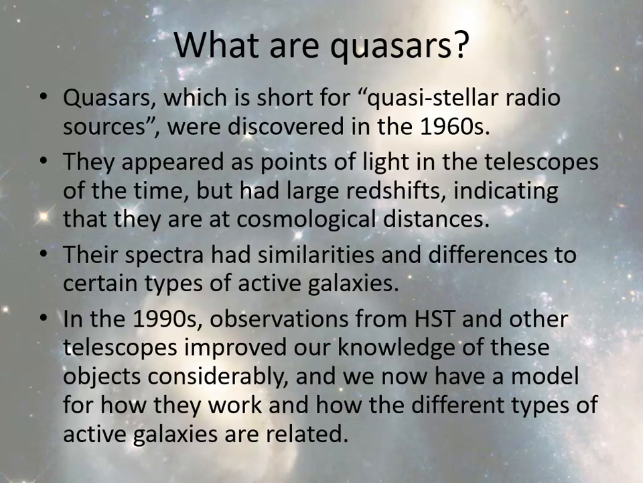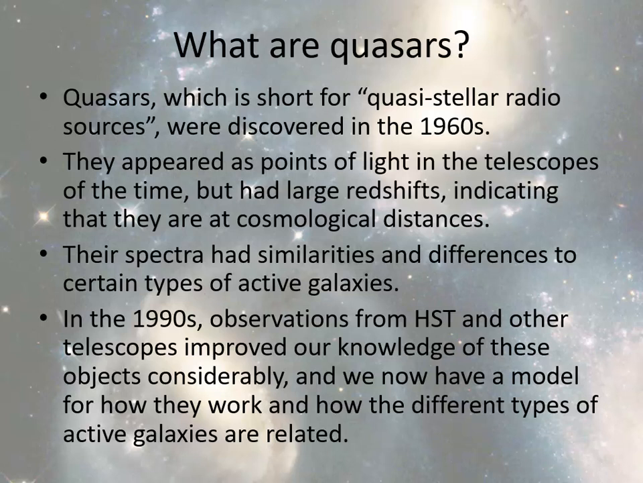we're going to talk about this in more detail when we discuss cosmology, that they are located so far away that the universe has expanded a good bit since the time their light was emitted. So that, in other words, their spectral lines are very significantly shifted toward the red part of the spectrum. But the spectra themselves had a lot of similarities and some differences with certain types of active galaxies.